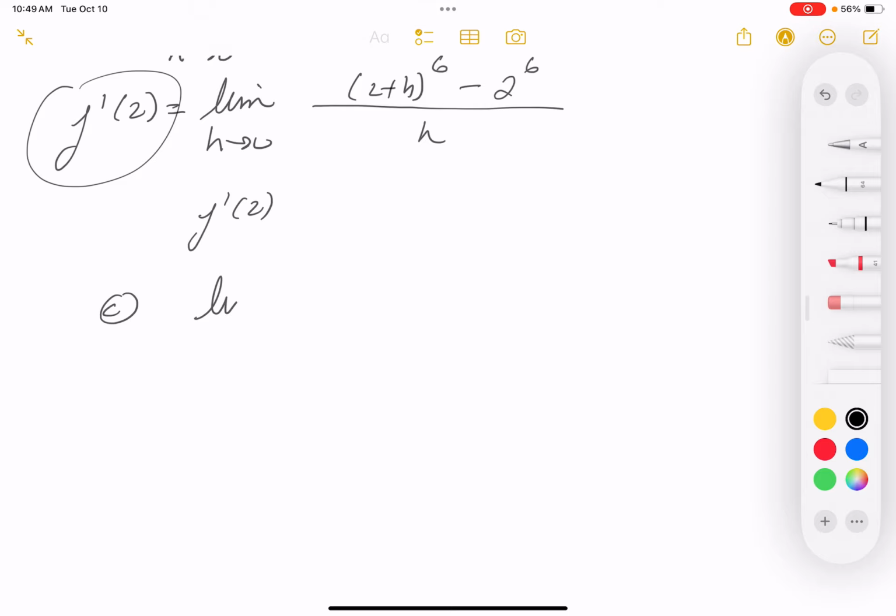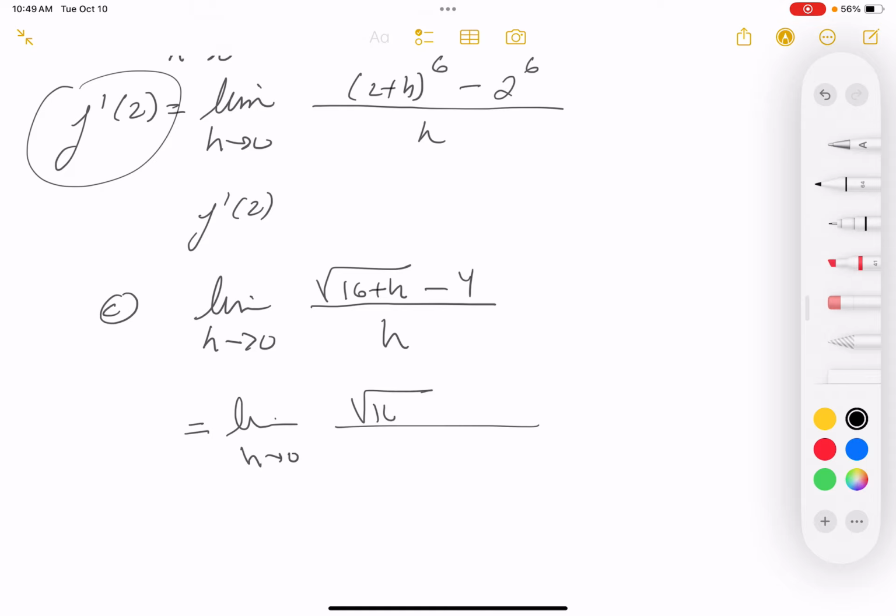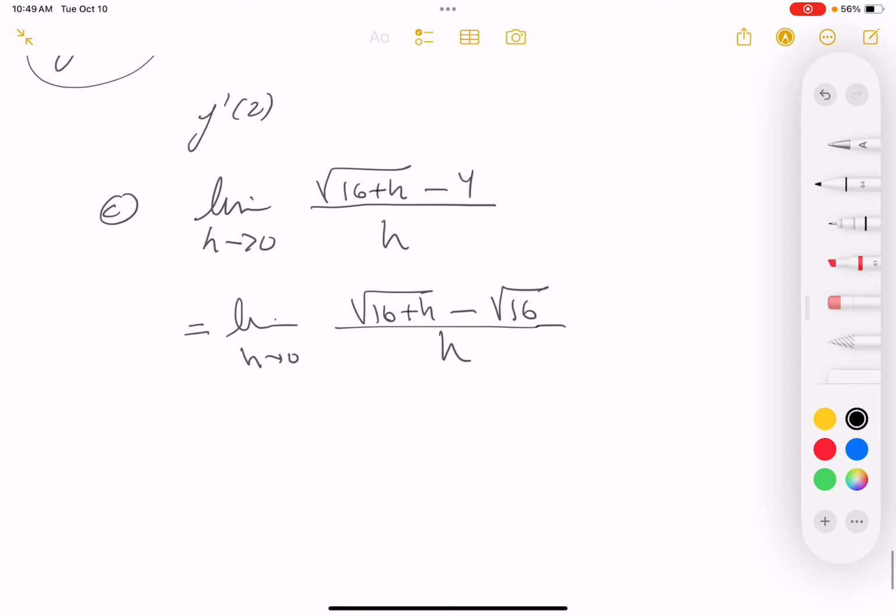Well, let's take a look at it. Limit h goes to 0. I kind of like that definition, by the way. And this is going to be the square root of 16 plus h minus 4 over h. Well, I want to write it a little more familiar to me. Limit h goes to 0, root of 16 plus h minus the root of 16, which is 4, by the way. So I'm starting to recognize this as a derivative at 16. All right? Then the question is, what's the function? Well, looking at it, what's the function? It's the root of x. All right? That one's done.